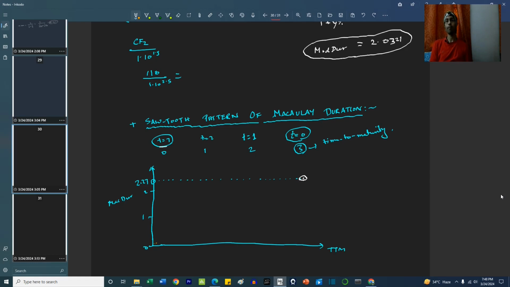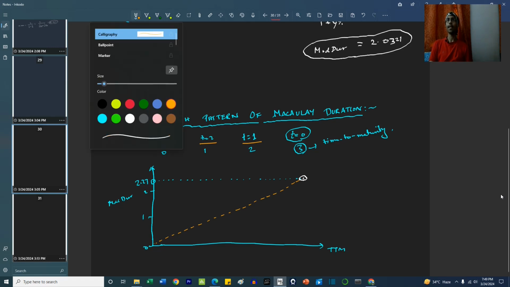If it were only about the flat price and there was no full price or accrued interest involved, then this duration would be just a straight line joining 0 to this point, like this. But there is a problem, friends. At t is equal to 1 and at t is equal to 2, there are cash flows due. So there is a question of accrued interest if you are looking at any interim period, right? So the Macaulay duration moves like this.